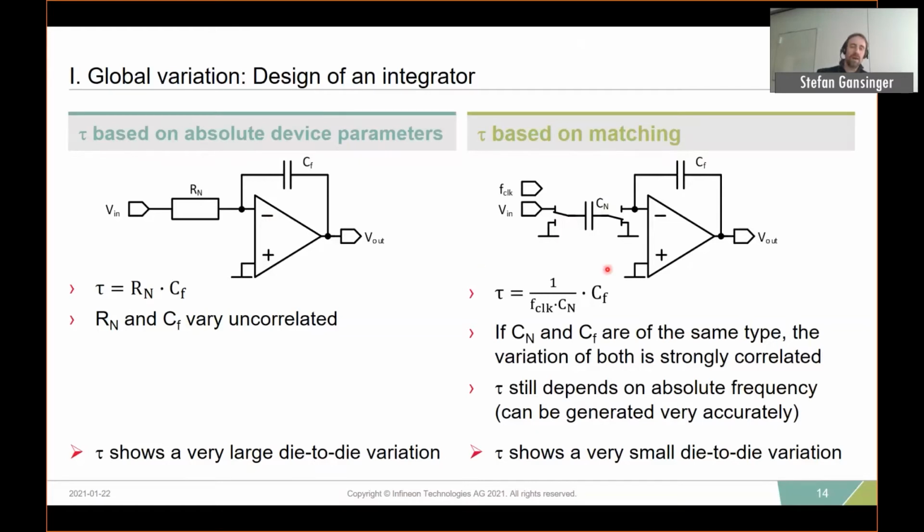Of course, some absolute parameters still remain. So for instance, here we need an accurate frequency, but typically frequencies can be generated with a high accuracy on silicon. So this is much better than this one. Speaking of matching of these two capacitors, this brings me to the second topic, which is the local variations.